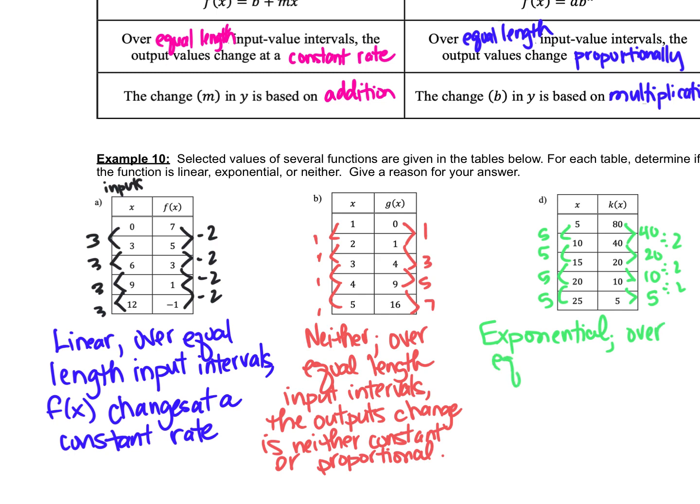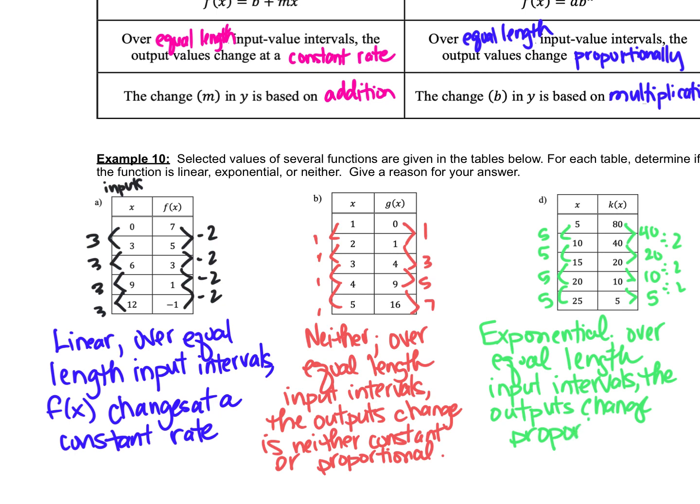Over equal length input intervals, the outputs change proportionally. And it typically doesn't ask you to explain how they change proportionally, just to recognize that it does.